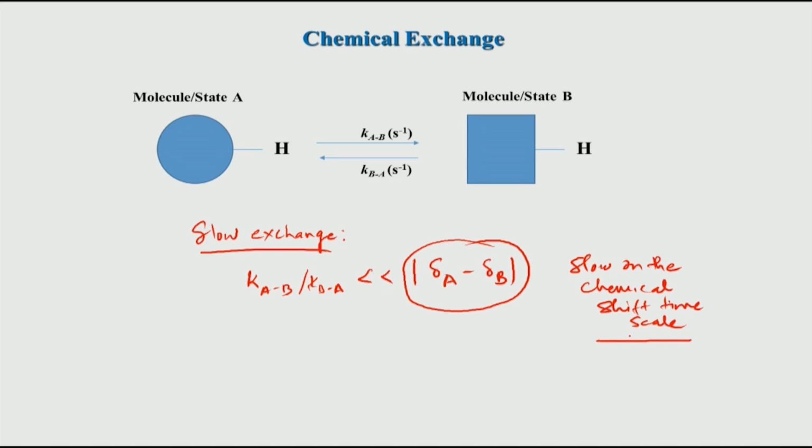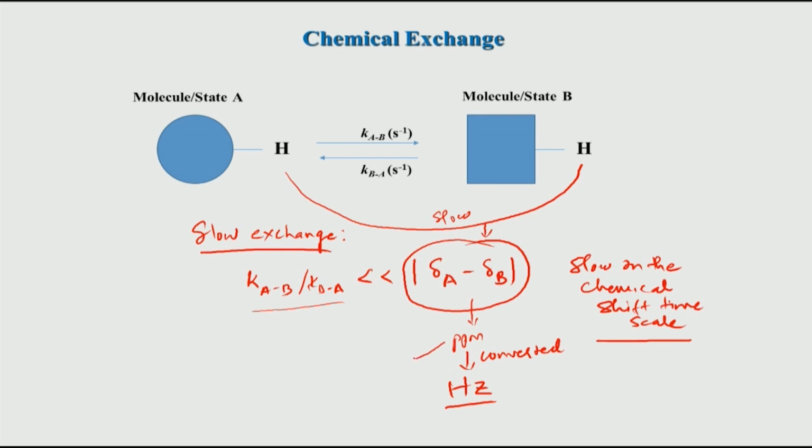We can say that these two hydrogens, these two states, are undergoing slow exchange if the value of the exchange rate between them is much smaller than this. Remember this is in ppm, so this has to be converted to hertz. How do you convert this into hertz? You have to multiply with the spectrometer frequency.